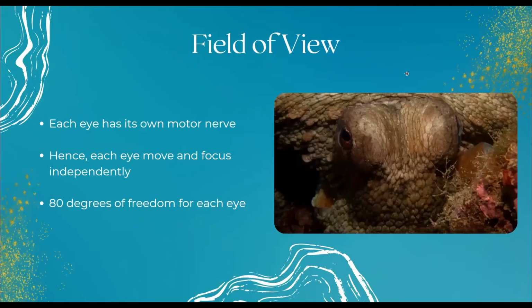An octopus has separate motor and focus control neurons for each eye, allowing it to move and focus on objects independently. While this is not great for binocularity, which relies on overlapping visual fields, it does give them an excellent field of view, with each eye having around 80 degrees of freedom of movement.